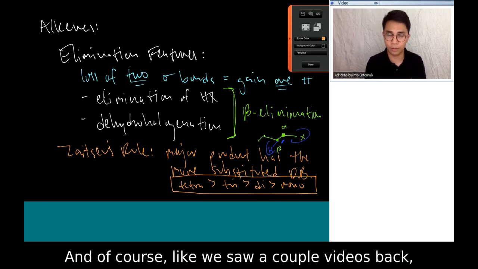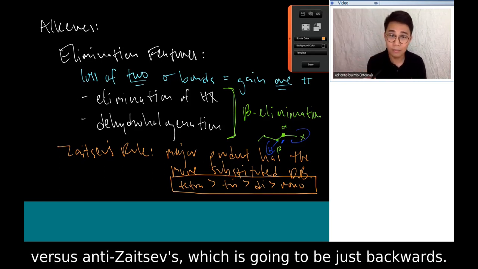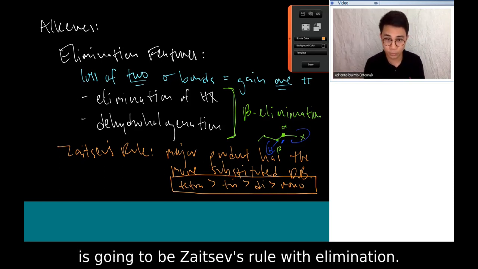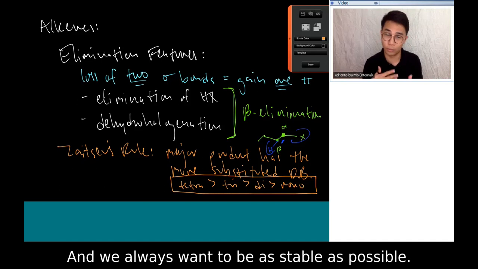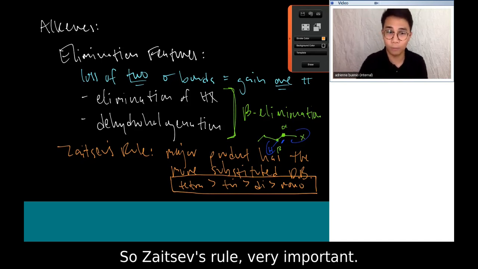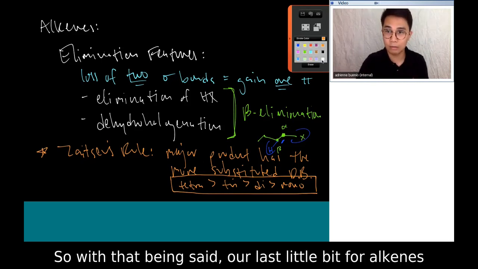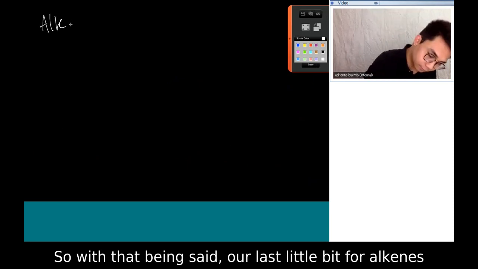And of course, like we saw a couple videos back, there's anti-syn, cis-trans. There's also going to be Zaitsev versus anti-Zaitsev, which is just backwards, right? But for the most part, the most common is going to be Zaitsev's rule with elimination because, again, like we said, the more you go towards tetra, the more stable you are, and we always want to be as stable as possible, right? So that's where that comes in. So Zaitsev's rule, very important. With that being said, our last little bit for alkenes is nomenclature.